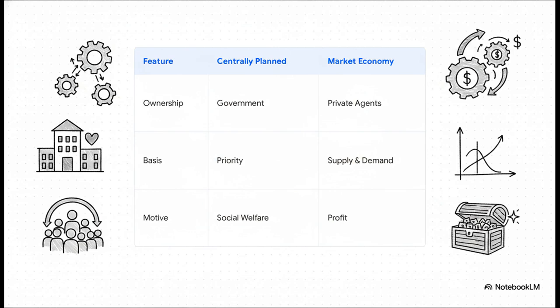Generally, we look at two main models here. First is the centrally planned economy, where the government owns the resources and makes all the big decisions. Here, allocation is determined by central priority, and the primary motive is usually focused on overall social welfare. Alternatively, there is the market economy. In this system, private economic agents exchange freely with minimal government intervention. The exact coordinates on the curve are determined by the natural forces of supply and demand, and the primary motive driving those choices is profit. Basically, your system determines your society's priorities.